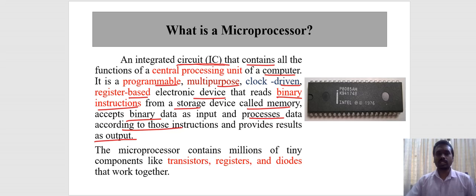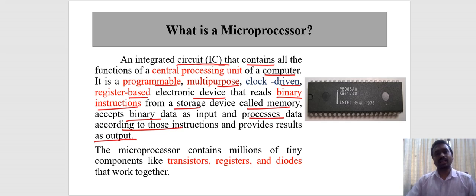In simple terms, you can say that it is an integrated circuit which has all the functionalities of a CPU. Basically it is a programmable, multi-purpose, clock-driven, register-based electronic circuit, and it reads instructions from the memory and processes the data given to this microprocessor based on the instructions, and it produces some results. So this is the basic definition of a microprocessor.